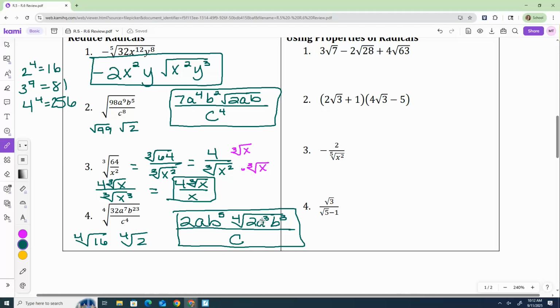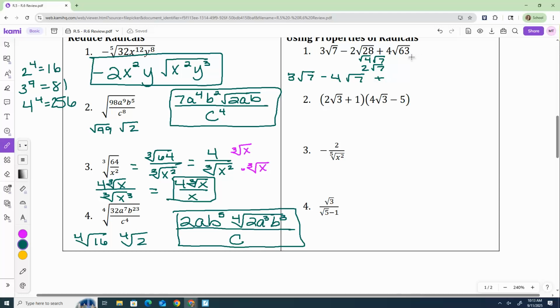So that was reducing our radicals. Now let's talk about some operations with them. If you want to add or subtract, what do you have to have? Common radicals. So 3 radical 7 I can't do anything with. What about 28? What would you break it into? So the square root of 4 is 2. There was already a 2 out there, so what do I do with those? 4 radical 7.